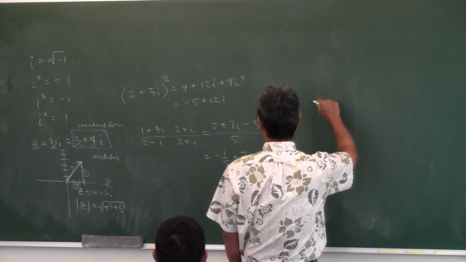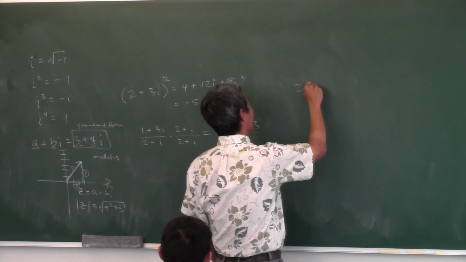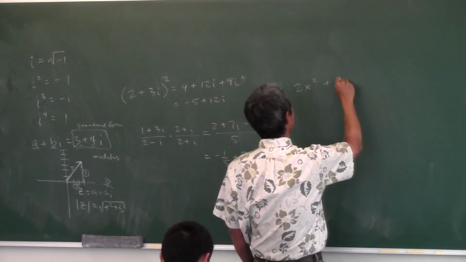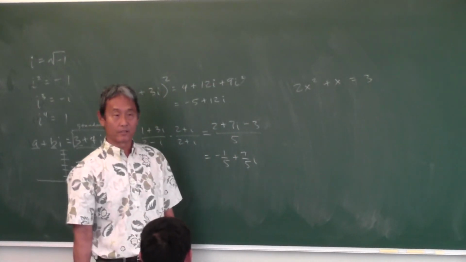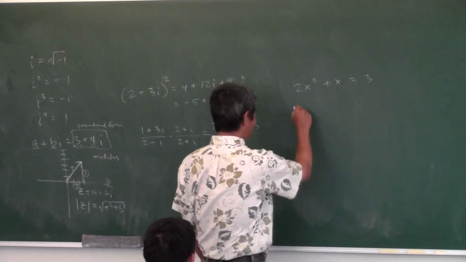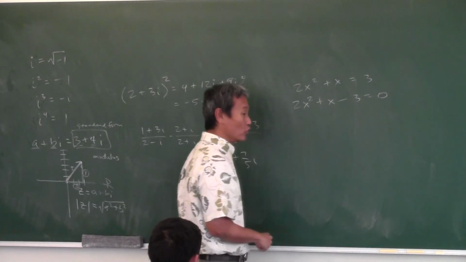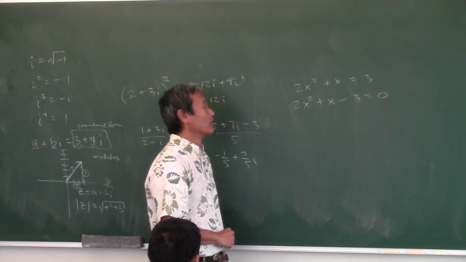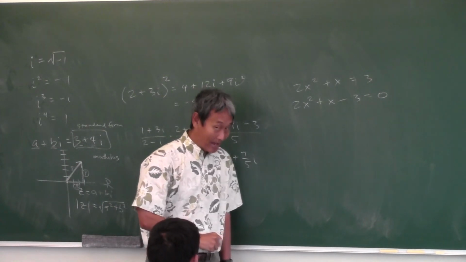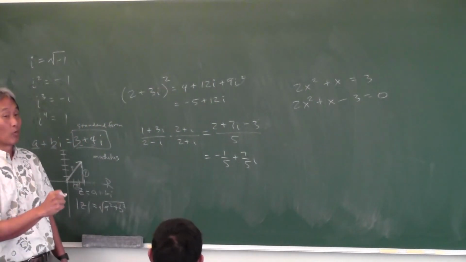Okay, what am I talking about? Let's say you have a quadratic equation: 2x squared plus x equals 3. What is the standard way of solving quadratic equations? You make one side 0, and then you factor it if you can, right? But what happens if you cannot factor it? Then you use the quadratic formula.